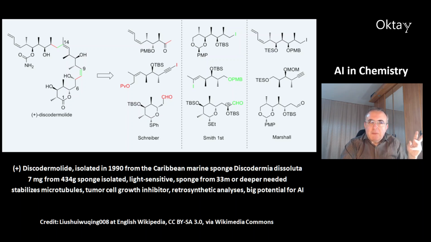What's special about this compound is that it stabilizes microtubules. It inhibits growth of tumor cells. At the right, you can see the analysis for the retrosynthesis of this compound. Retrosynthesis means finding ways to synthesize these molecules. And this kind of work has a big potential for artificial intelligence.